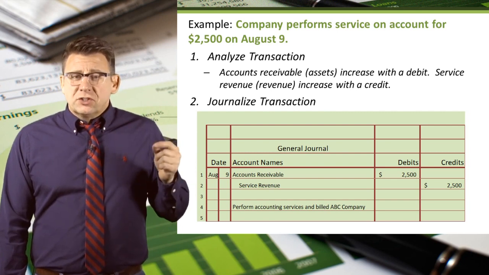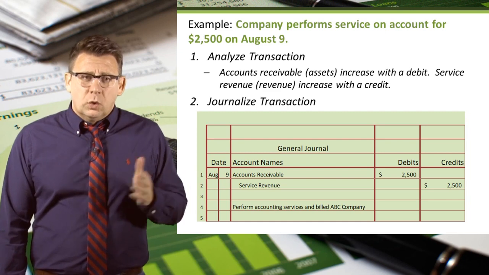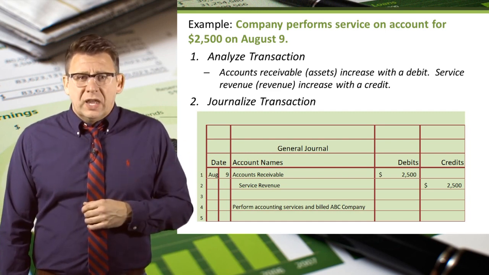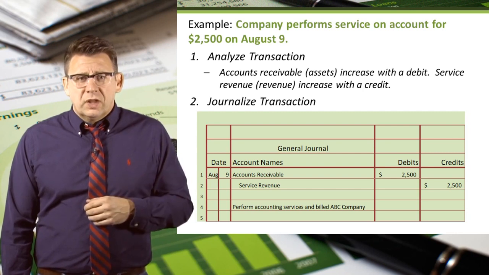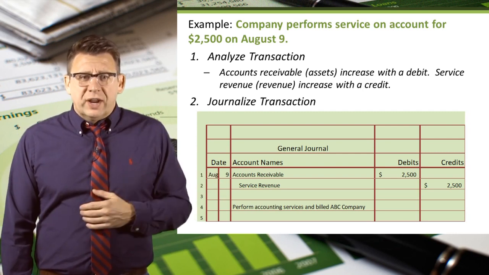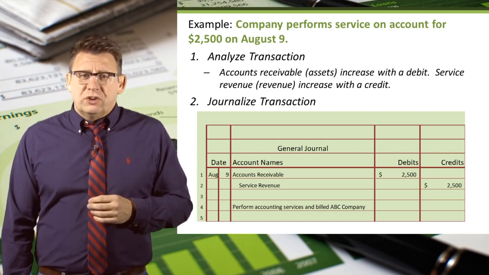Next we'll enter service revenue as the credit account. We'll want to indent the credit, and then enter $2,500 in the credit column. Finally, we would enter the transaction description, and we're done. We've entered this transaction into the general journal.